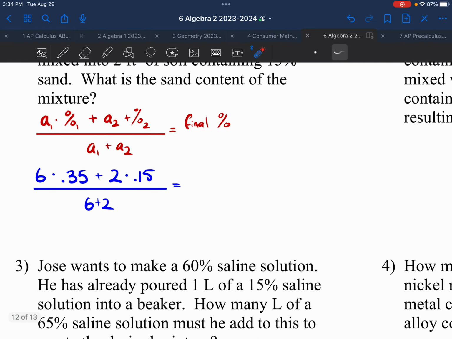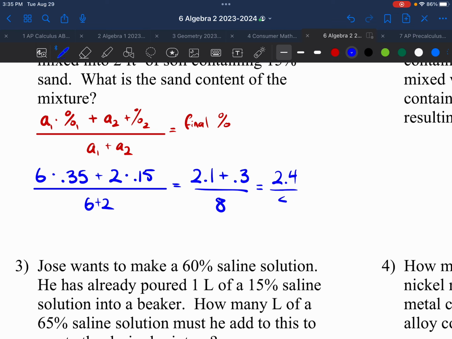In this first problem, I'm going to multiply some things. So 6 times 0.35, what's that going to be? Well, I'm going to double it first, so it's a double, triple. That's the same thing as multiplied by 6. So a double is 0.7, and then triple is 2.1. So this is going to be 2.1 plus, and then 2 times 0.15 is 0.3 there. And that's all divided by 8. So this is going to be 2.4 divided by 8, and 24 divided by 8 is 3, so this is going to equal 0.3.